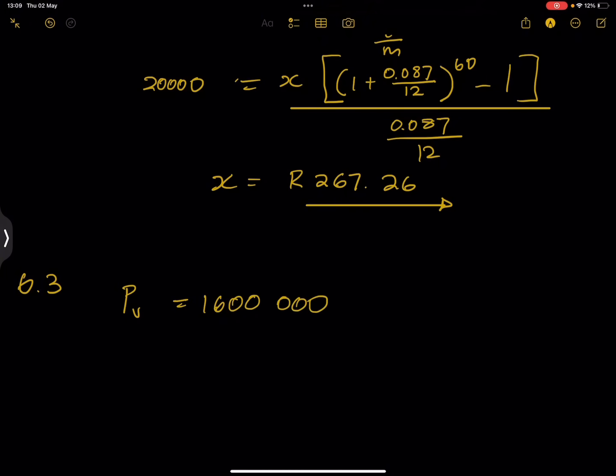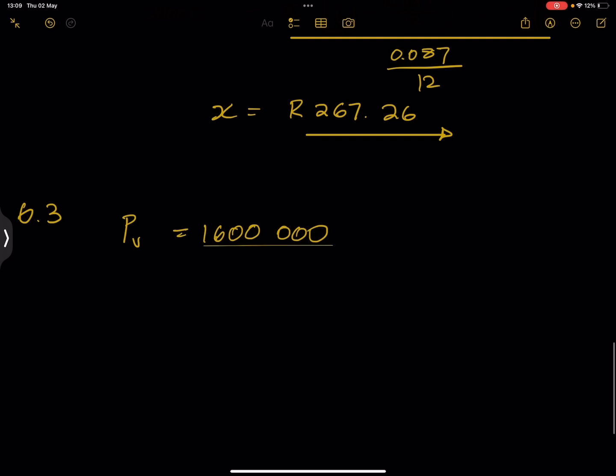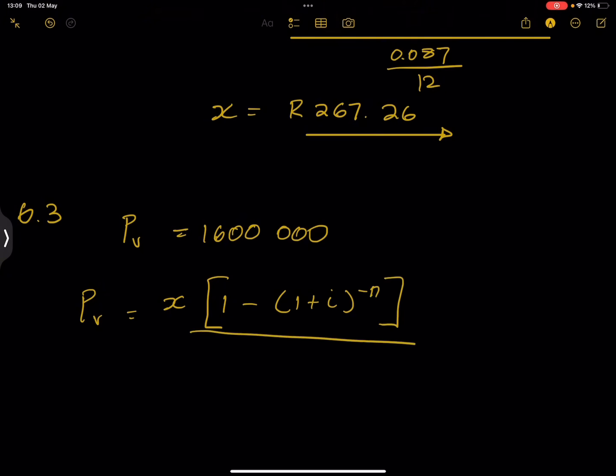All right, so we've got a present value. We're going to make withdrawals of 20,000, so I'm going to use my present value formula. Present value is X, those are monthly withdrawals, that's 1 minus (1 plus i) to the power minus n, and this is divided by our i.